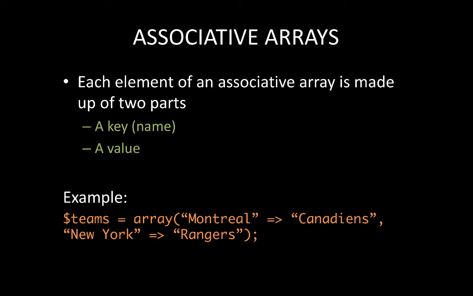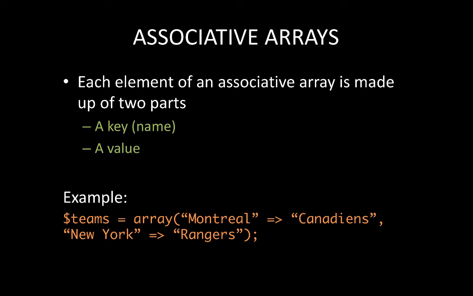And then there's one last type of array that we are going to cover in this class, and it's called an associative array. And basically what an associative array is, is 2 different values that are related to each other. And so it's made up of 2 parts. The first is called a key, and that's the name, and the second is the value. So an example of what an associative array looks like is what we see below.